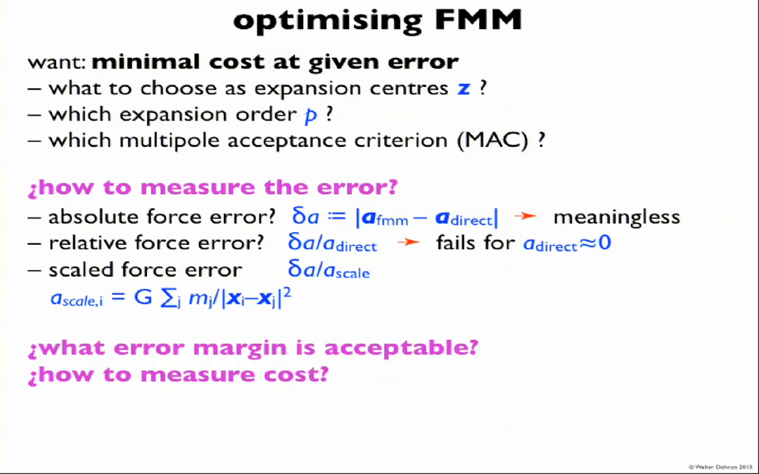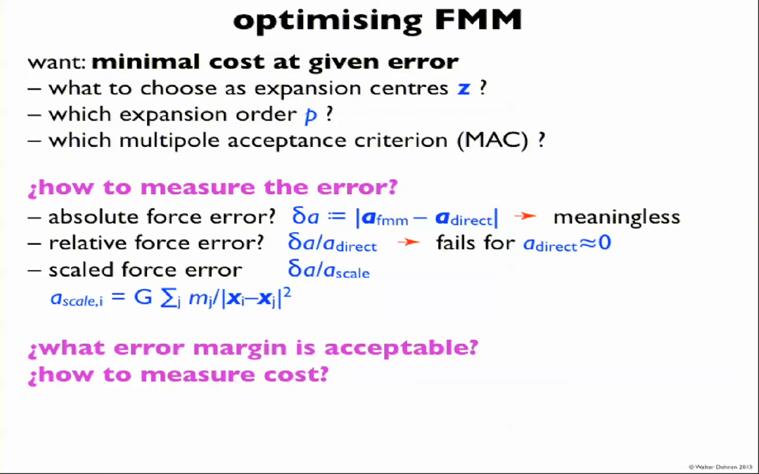Now, there are various issues here. First is, how do you measure the error? What is the error? Of course, it should be something with a force error. So you can consider the absolute force error, which is essentially the error between the approximated force, being FMM or tree, or whatever Poisson solver you have, compared to the exact one.